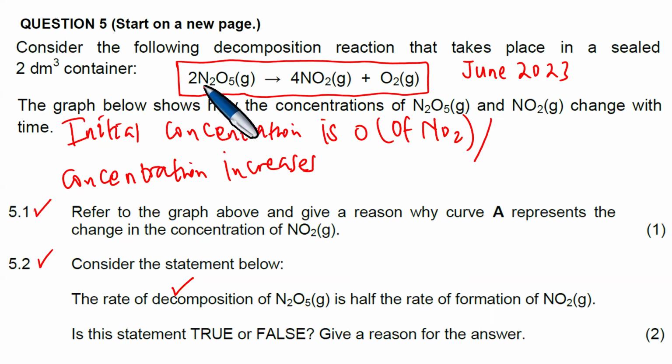You can see the rate of decomposition of this is half the rate of formation of NO2. Because you can see if this one is 2, this is 4. So this one is half of this. Is this statement true or false? Give a reason for your answer.